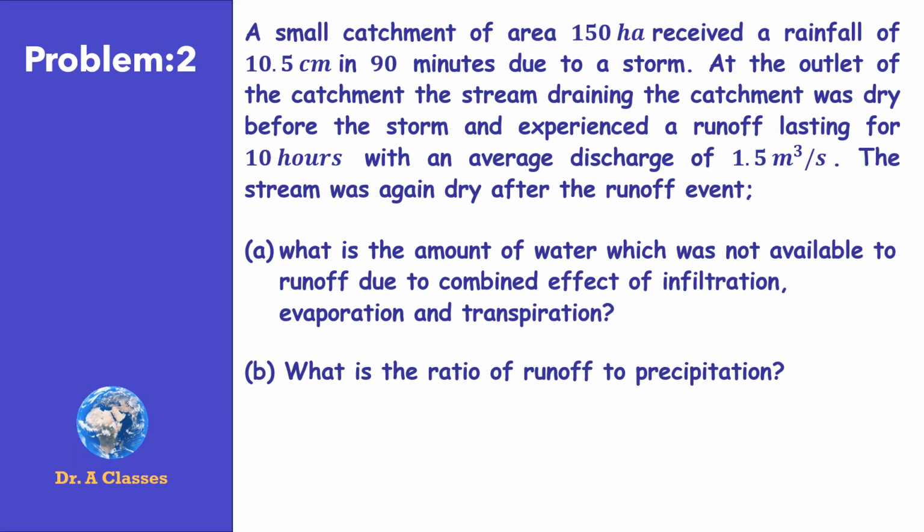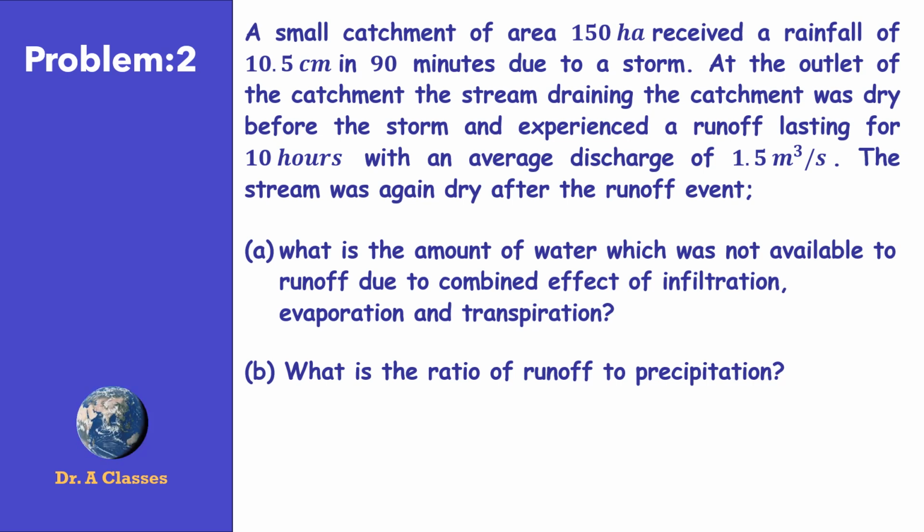Problem 2. A small catchment of area 150 hectares received a rainfall of 10.5 centimeters in 90 minutes due to a storm. At the outlet of the catchment, the stream draining the catchment was dry before the storm and experienced a runoff lasting for 10 hours with an average discharge of 1.5 meter cube per second. The stream was again dry after the runoff event.